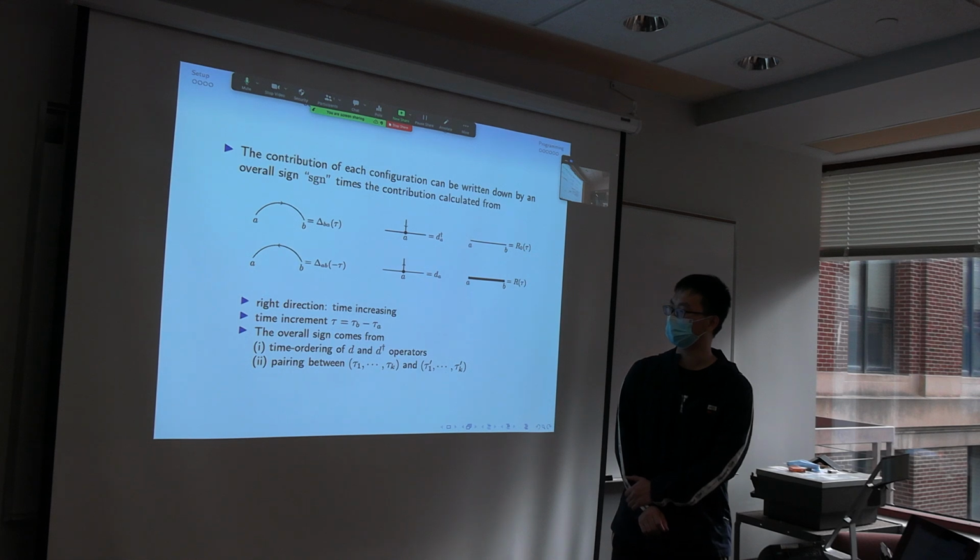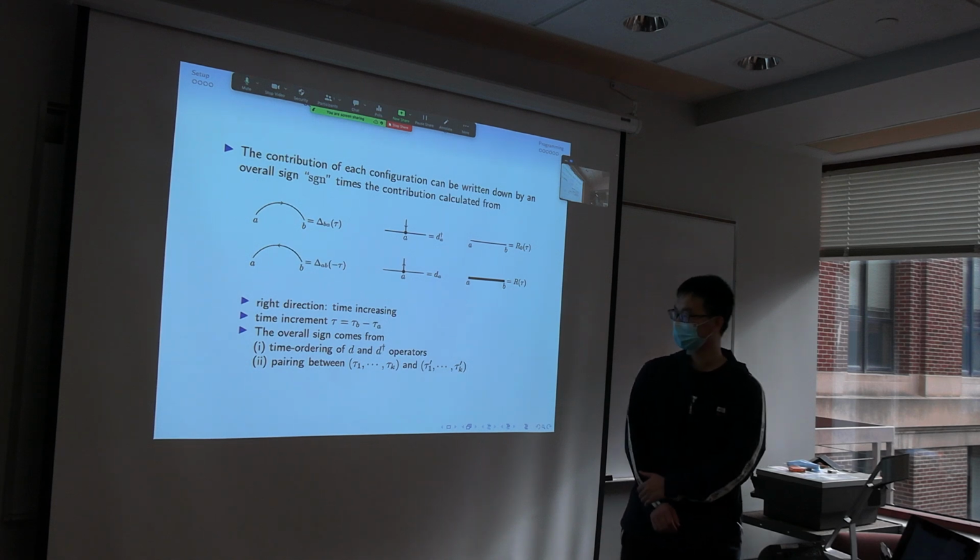And the overall sign comes from 2 places. Place 1 is the time ordering between D and D dagger operators. And the second part is the pairing between tau and tau primes. And I will show you later a very straightforward way to determine this overall sign.